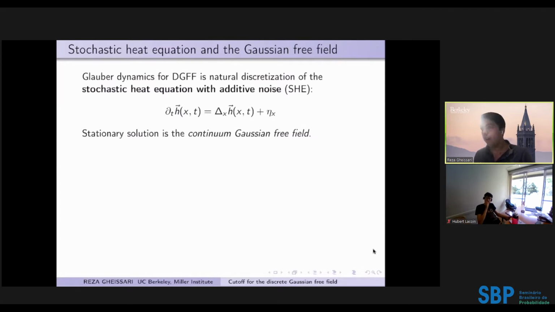Now, that's not a function exactly. It's only well defined as a distribution because the solution isn't so regular, so you can only integrate against it. But it can be obtained, for instance, also separately by taking the discrete Gaussian free field and taking a limit in an appropriate sense. Okay. So for me, the Glauber dynamics of the DGFF is kind of a canonical pre-limiting object for this well-studied stochastic PDE. So a canonical, discretized object one can study.